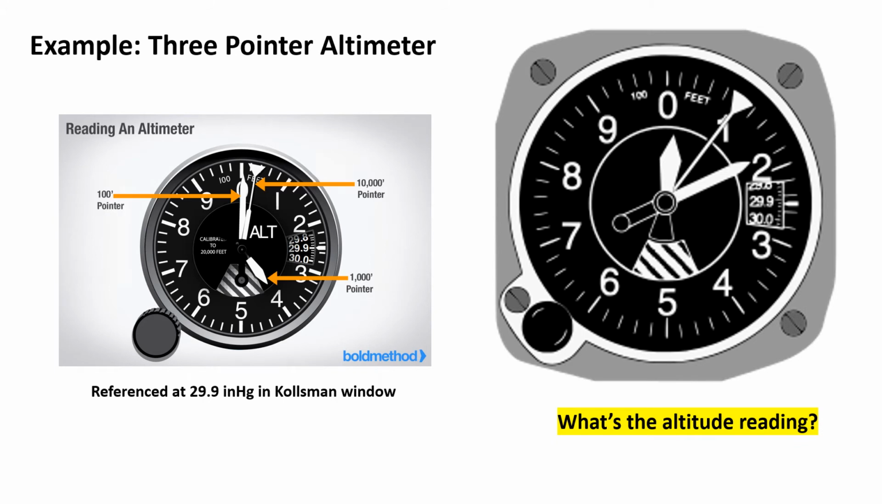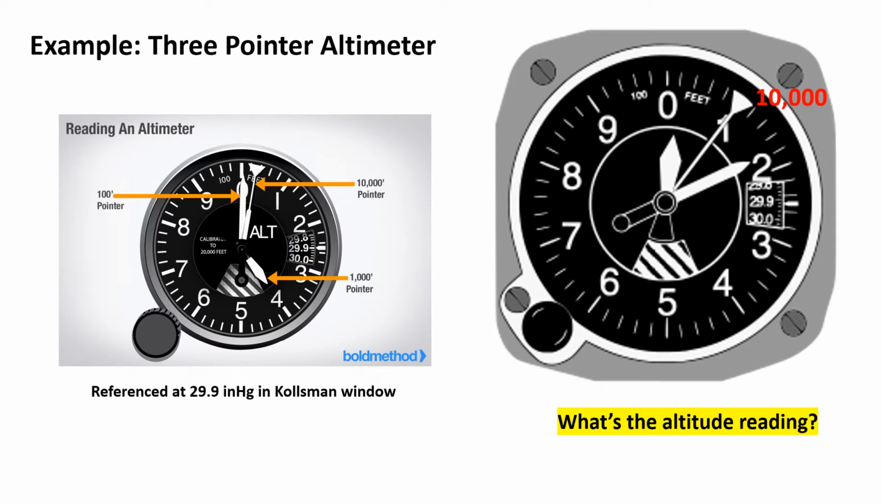What's the altimeter reading? First of all, if we look at this Kollsman window, this altimeter is zeroed at 29.9 inch mercury. Let's start with the largest pointer, which is the 10,000 pointer, this one. It's at 1, which means 10,000 feet.